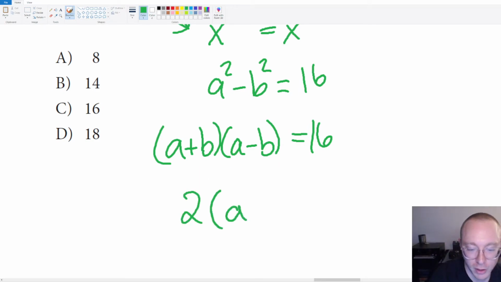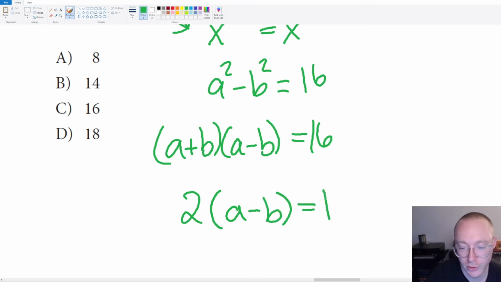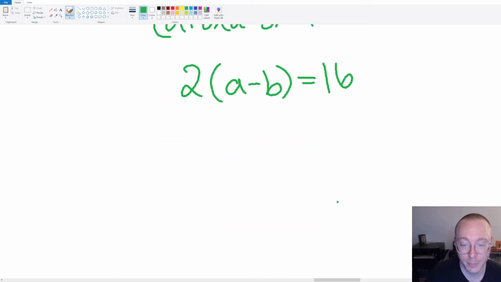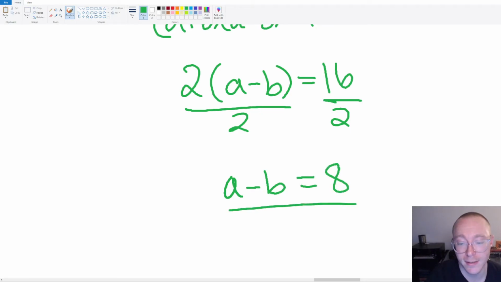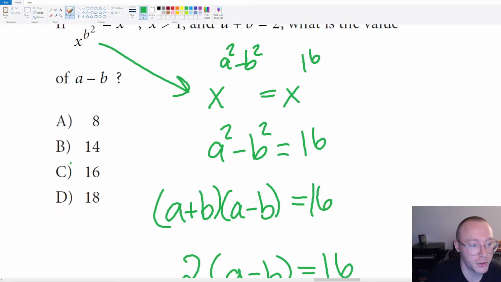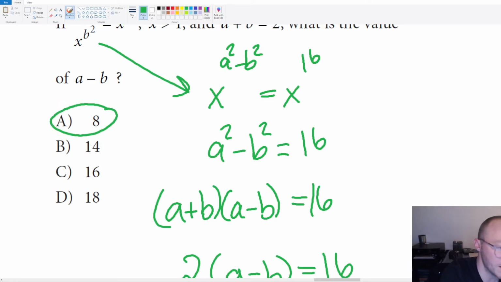And then we're left with 2 times a minus b equals 16. Last step here is going to be to just divide both sides by 2, and then we can see that a minus b has to have a value of 8. And that's going to end up being our answer. That is choice A. And yeah, that's how you're going to do that problem.